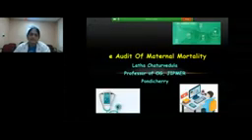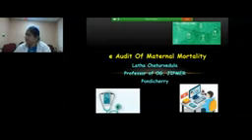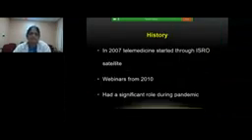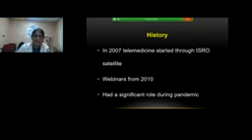So I was given the task of talking on audit of maternal mortality. I'll just go with the history of how it all started. In Jipmer, in the year 2007, telemedicine was started through ISRO satellites. Then we started webinars from 2010 itself, and we played a significant role during the pandemic.